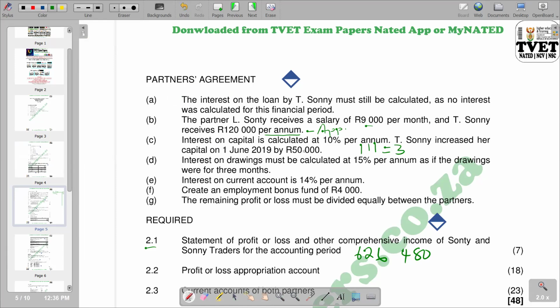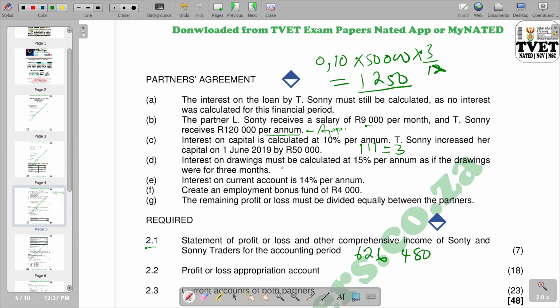So to calculate the interest on capital for this 50,000, our rate is 10%, which as a decimal is 0.10, and then we multiply by 50,000, and we reduce to 3 months, which is 3/12. We calculate as such, and the figure that you are going to get is 1,250. So this is the interest on capital for the 50,000 for the 3 months that we had this 50,000.